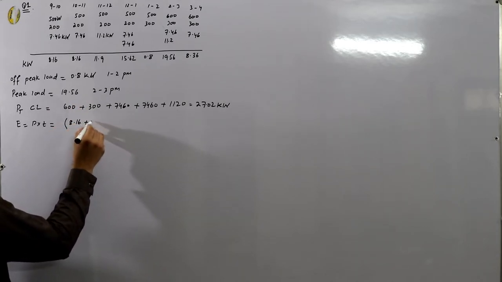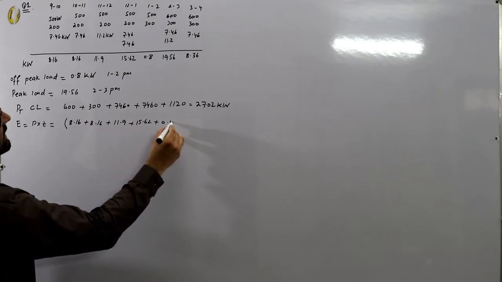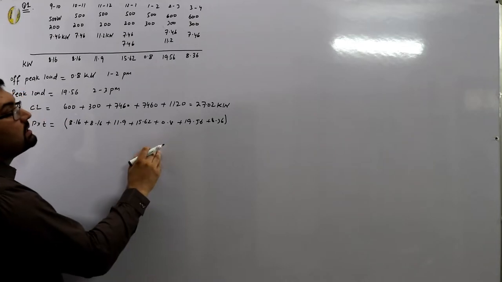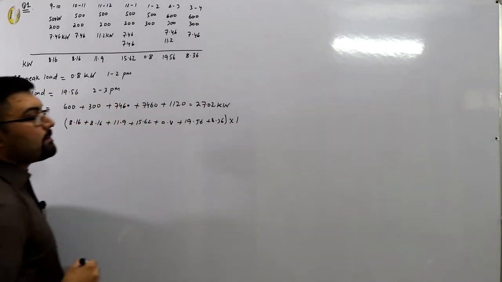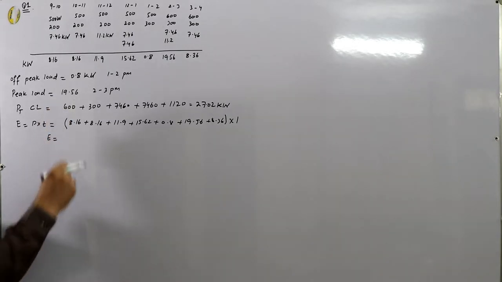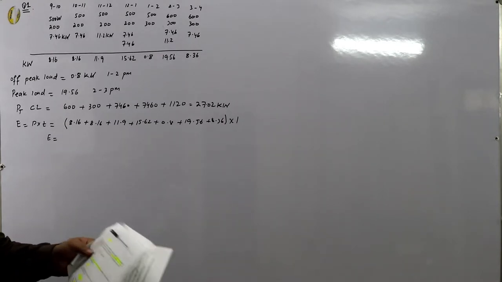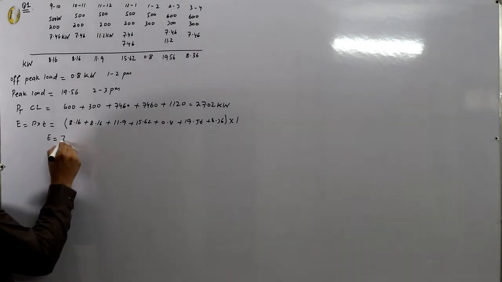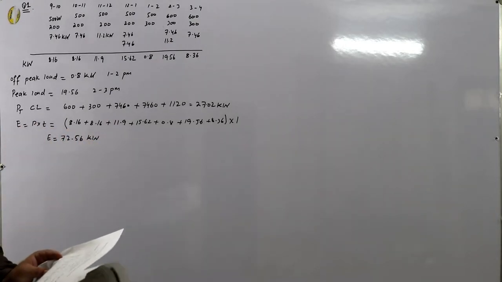It is 8.16 plus 8.16 plus 11.9 plus 15.62 plus 0.8 plus 19.56 plus 8.36. These are the power demands multiplied by the time. You multiply each and every one by 1, because these are one-hourly durations. So the energy units consumed during the day that this workshop is operating come out to be 72.56 kilowatt-hours. Is that fine? The daily energy consumed is done.